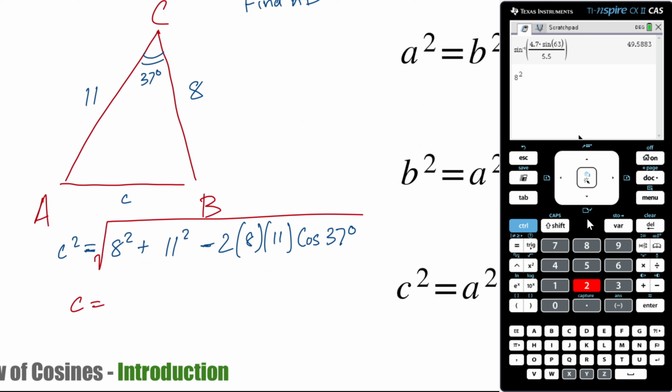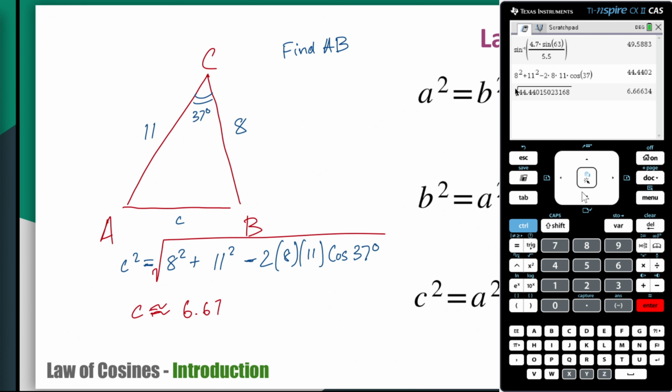So we're going to do 8 squared plus 11 squared, okay, minus, and I'm going to put all this in parentheses, 2 times 8 times 11 times, I'm just going to click in cosine of 37 degrees because sometimes it seems to give me errors, okay? Now I know we need to take the square root of that, but I'm going to get a number that's 44. And now I'm going to take the square root of the answer, all right? And I'm going to get 6.66634. So that side is approximately 6.67 if we round to the next place.